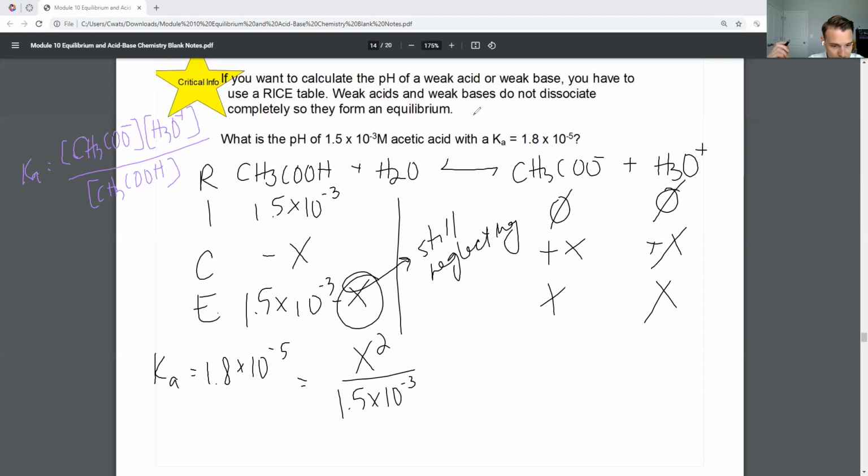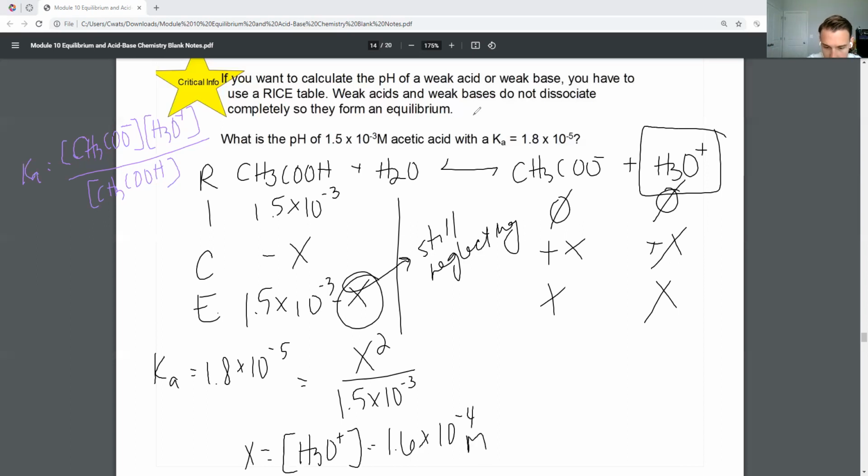Okay, so multiply both sides by 1.5 times 10 to the negative third, and then take the square root, and it will give you x, which is the only thing I care about if I'm trying to solve for the pH, the concentration of the H3O plus, which will give me 1.6 times 10 to the negative fourth molar. Everything we've just done has been the same as it was for the equilibrium. I just have one extra step of now taking the negative log of your x, which gives me 3.80, which should make sense to you because it is an acid, and so I have a relatively low pH.